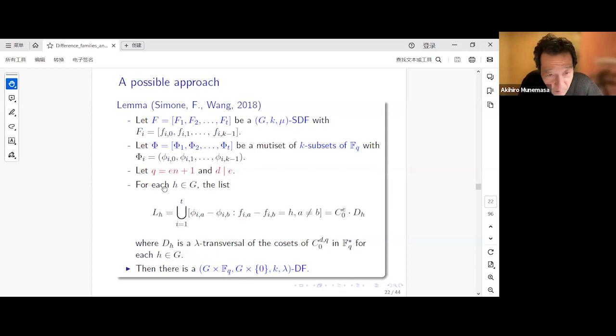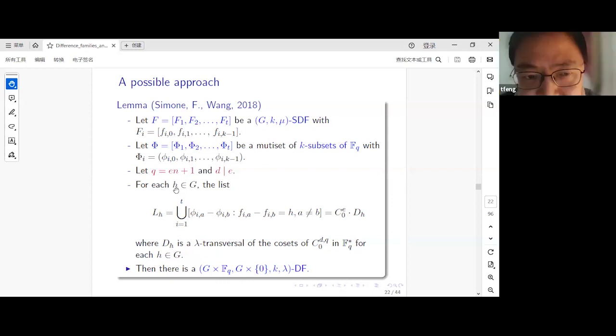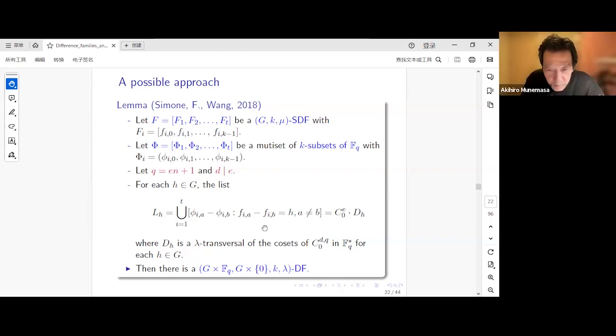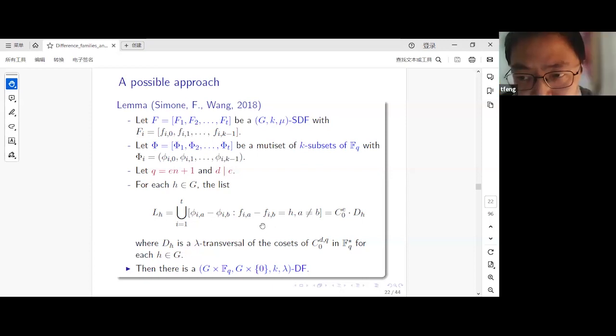So the right for each h belongs to G. That means given an element in the first coordinate, we observe its second coordinate. We require its second coordinate to satisfy this formula. I see. There are two equality signs, but the left one is just a notation, and the right one is the real condition that it is the product of C0E and DH.